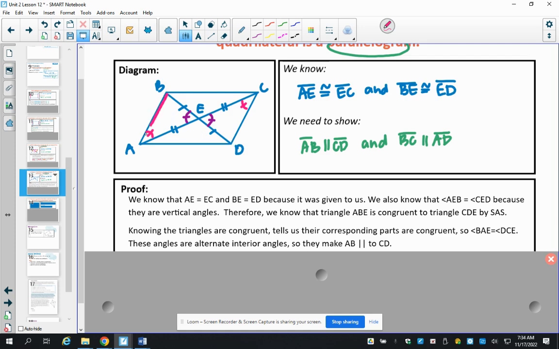And these angles being congruent are alternate interior angles for sides AB and CD. So that means that AB and CD are going to be parallel since we see alternate interior angles equal.